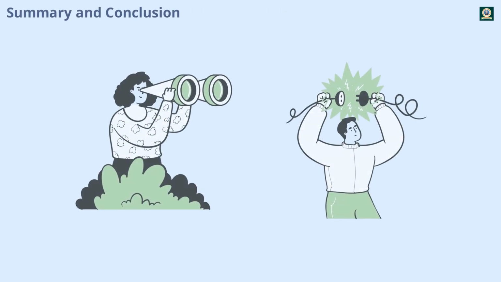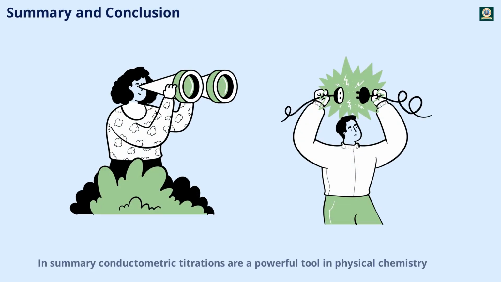In summary, conductometric titrations are a powerful tool in physical chemistry, allowing for precise and reliable determination of reaction endpoints. By measuring conductivity, chemists can analyze a wide range of reactions, even those that are challenging for traditional methods. The combination of theory, practical setup, and clear advantages makes this technique essential for students and professionals alike.